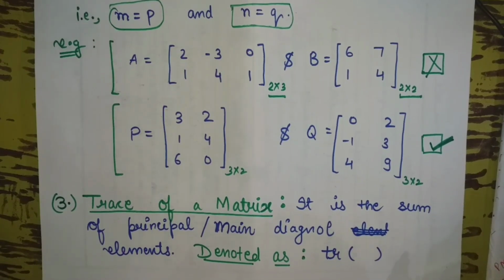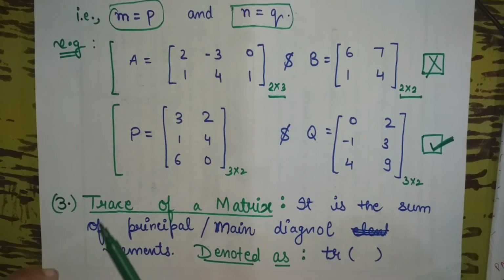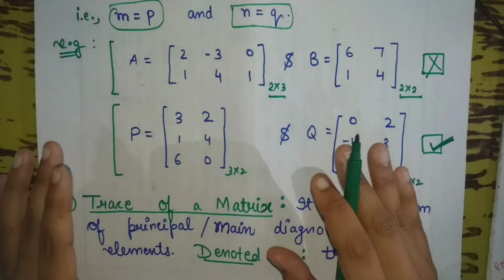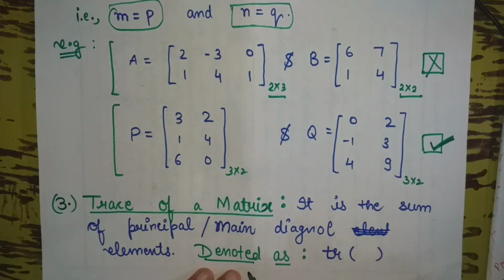Now let's come to another important component of a matrix, that is trace of a matrix. It is the sum of principal or main diagonal elements. So consequently, a non-square matrix does not have a trace. The trace of a matrix is denoted as Tr of matrix A, B, C up to Z.